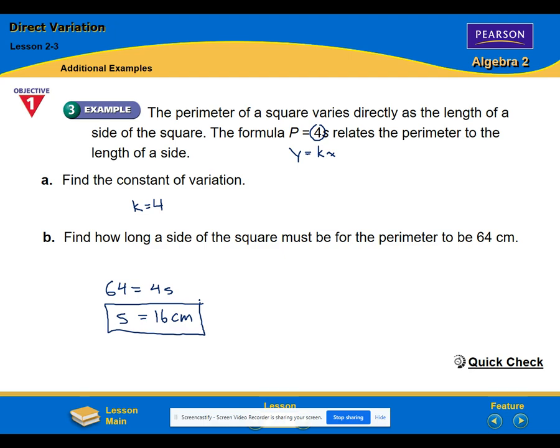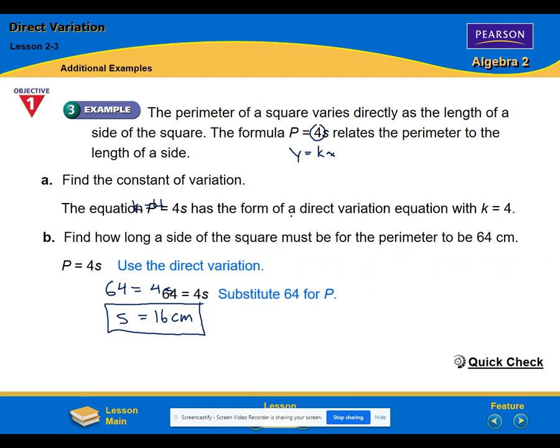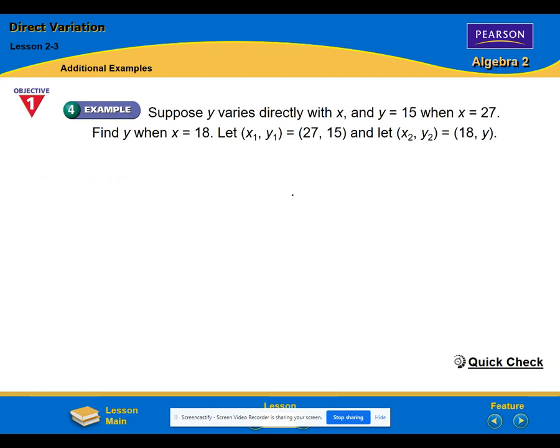And it all leads up to this classic direct variation problem. This is what we really want you to be able to do. Suppose y varies directly with x and y equals 15 when x equals 27. Find y when x equals 18. Now, I'm not a big fan of this direction here, so let's just find y when x equals 18.